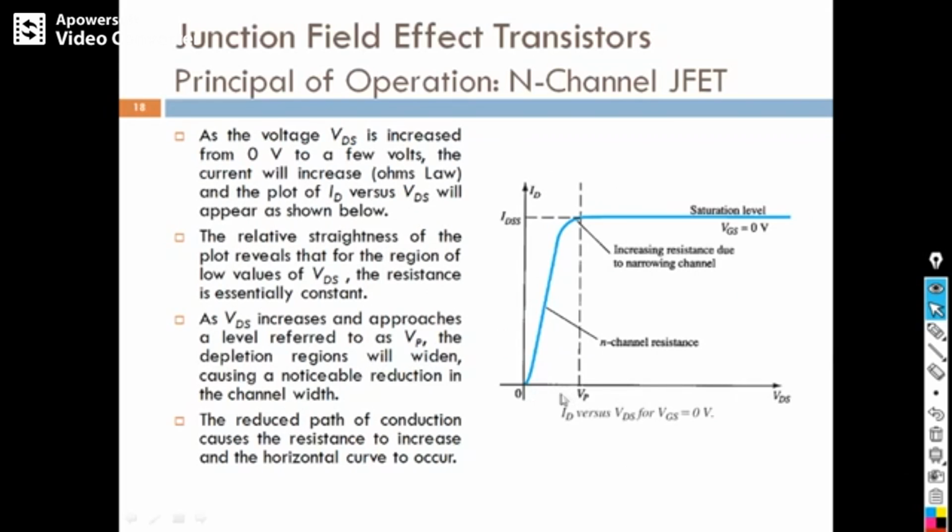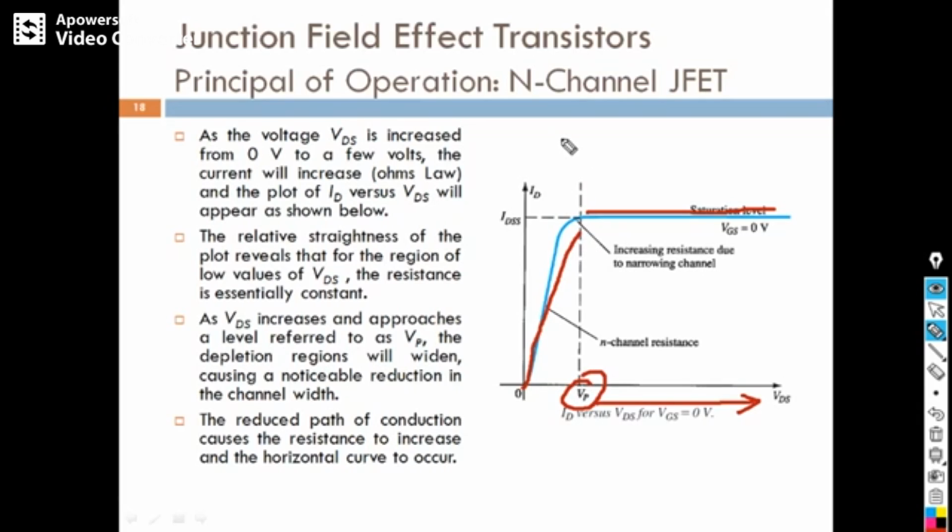Initially, when you increase VDS, current will increase. You can see current will increase at this rate, till it reaches the pinch off voltage. At the pinch off voltage, our current is called IDSS, the drain source saturation current. At this point, further increase in VDS will not increase the current. Current will remain saturated. So this is called the pinch off voltage, and this condition is called the pinch off condition, and this region is called the ohmic region.